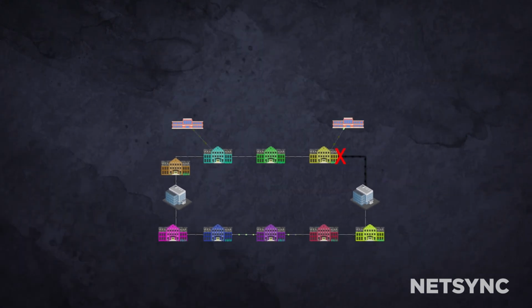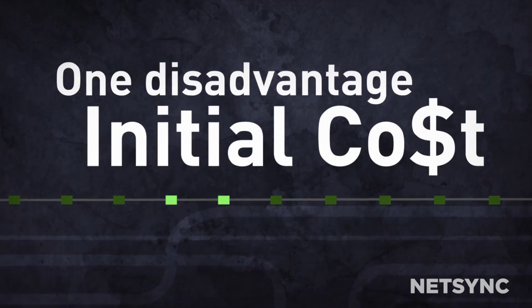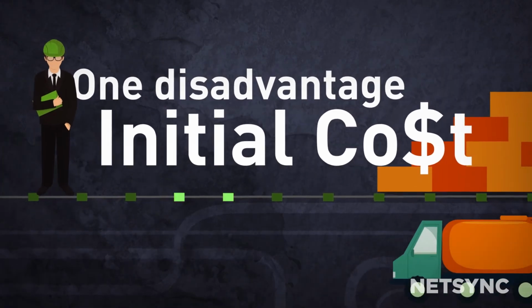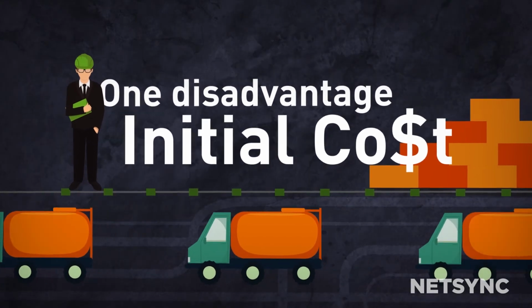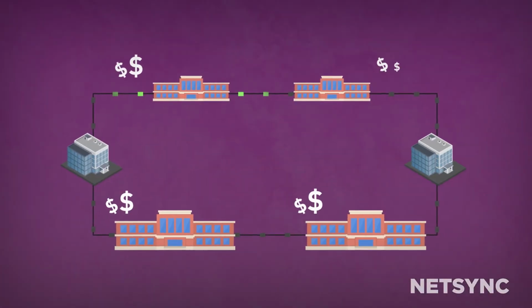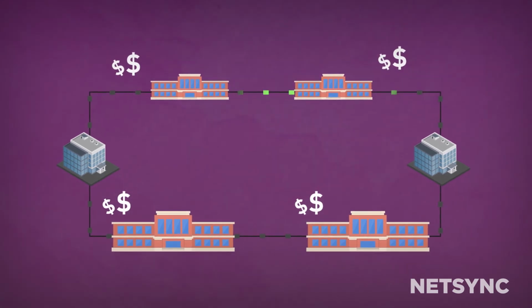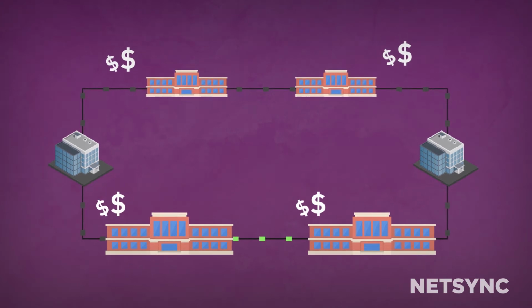Now let's consider the disadvantages of a ring network. One disadvantage could be the initial cost of building the network. This increased cost is related to the core equipment or fiber construction, which can be higher than simple point-to-point networks. These costs are most often offset by the lower total cost of ownership and the ability for the network to be elastic versus a rigid hub-and-spoke design.